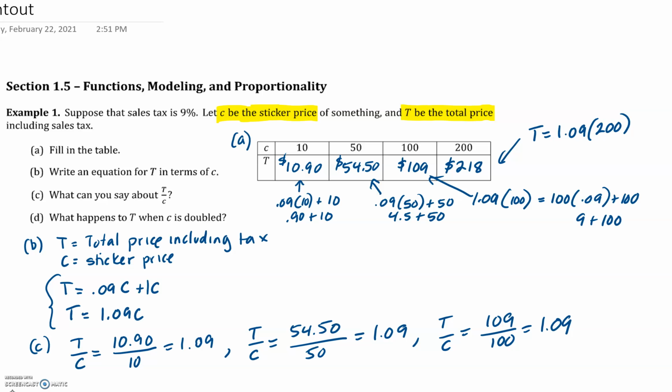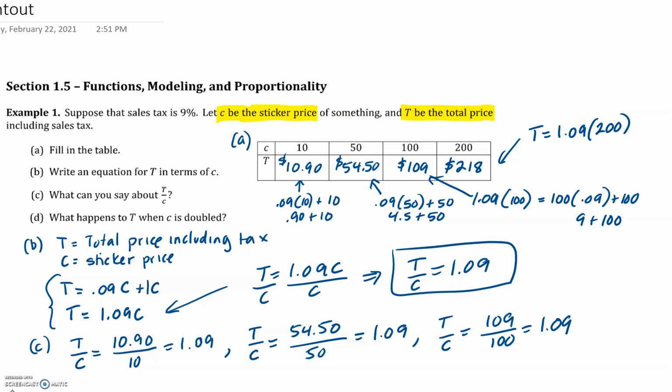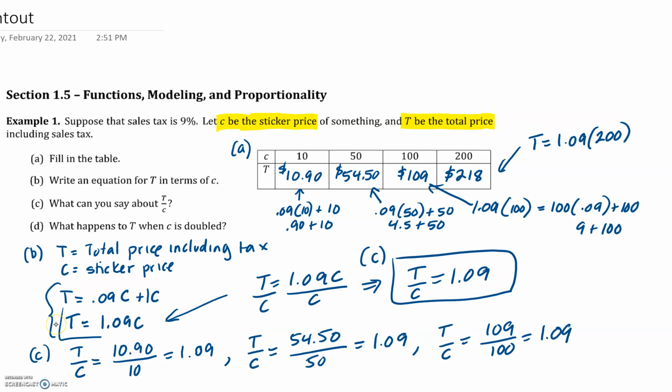You can see that here, because if you divide both sides by C, you would get T over C. Let's just actually do that. T is equal to 1.09C. Divide both sides by C, and you can see that you would get T over C is equal to 1.09. That's the answer to part C. This would be the answer to part B.